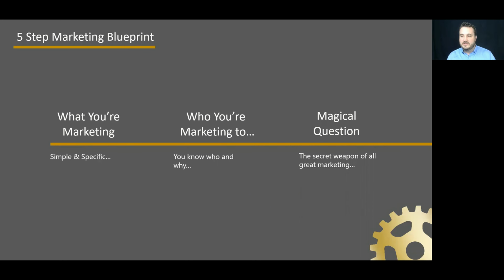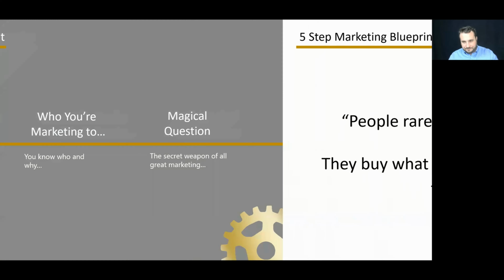Now it comes to step number 3, which is the magical secret weapon of marketing. All right. I'll tell you right now, this is the key magical ingredient. And I love this quote from Seth Godin because it really illustrates it. He says, people rarely buy what they need, but they always buy what they want.